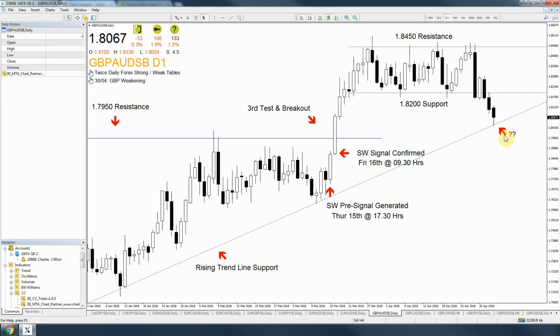I've put that arrow there to make it clear to everybody that we really do have an insight into the way the market is moving. Now, we don't know what's going to happen here. That's why I put 2 question marks behind it. The point is, if you are subscribed to our twice daily Forex strength weakness tables, you will know what the market is doing. There's no more guesswork.